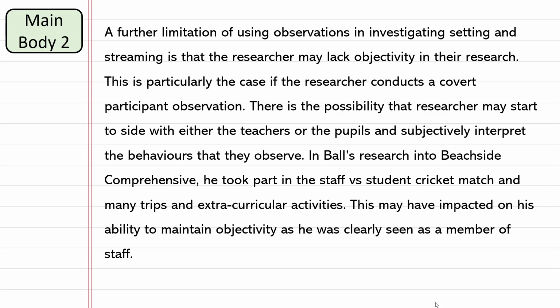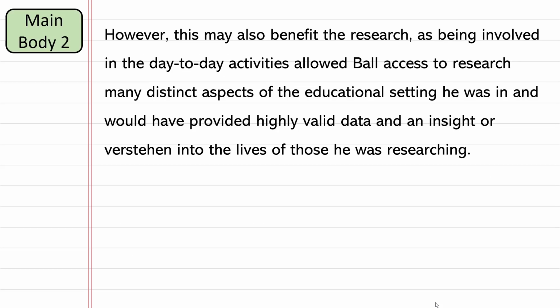So we've talked about who, we've talked about how we're going to do it. Now I'm going to throw in a piece of research that was specifically about setting and streaming. So in Ball's research into Beachside Comprehensive, he took part in the staff versus student cricket match and many trips and extracurricular activities. This may have impacted on his ability to maintain objectivity as he was clearly seen as a member of the staff. So I've developed that point by using a relevant example. I've not talked about streaming there, so this is probably a good response as opposed to a really good response, but let's see how I develop it further.